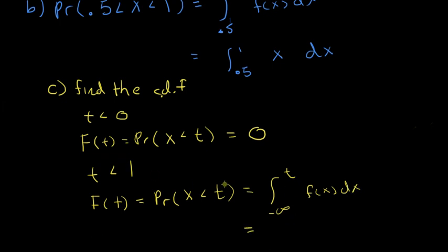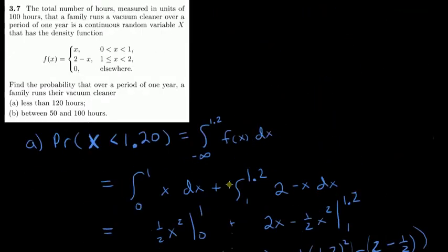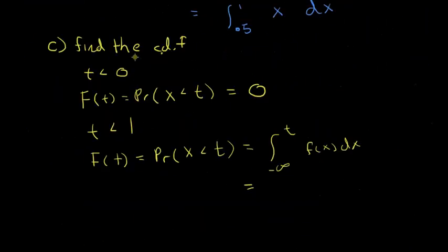So t is less than 1. Since t is less than 1, I do not have to concern myself with the second part down here, right? I do not have to concern myself with what happens if t is between 1 and 2, because right now I'm restricting myself to t less than 1. So I'm only in this piece right here. So this would be the integral from 0 to t of x dx.